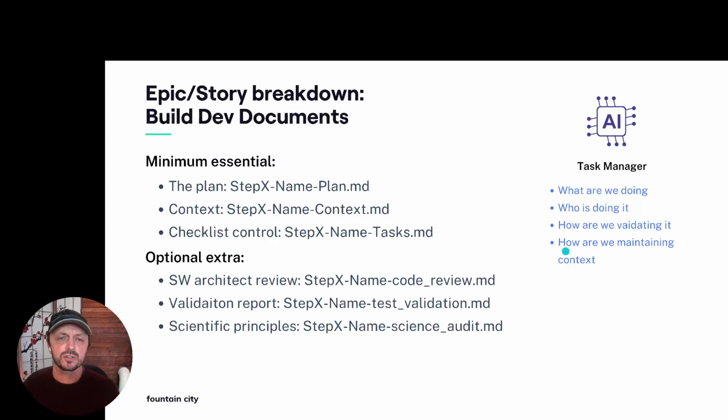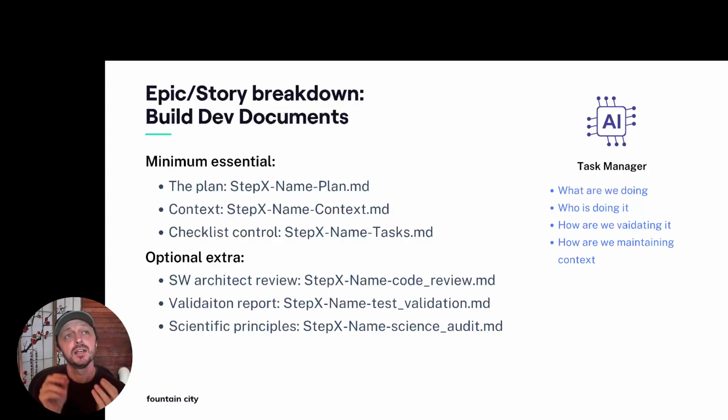Okay, so once you're creating the build docs, dev docs, it's basically your epic story breakdown. These top three I find are the most essential three documents. So it's the plan: what are we building and why?